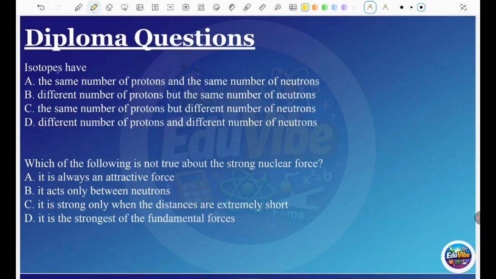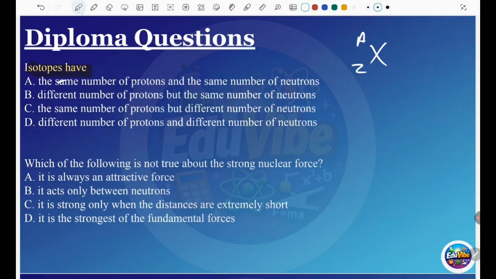So the first question says that isotopes have... The definition of isotopes is very important. We know the notation of isotopes, A and Z. That is the notation of the isotopes. And what are isotopes? You have to know that they have the same number of protons and a different number of neutrons. So option A, the same number of protons and the same number of neutrons, is not your answer, because they should have a different number of neutrons.